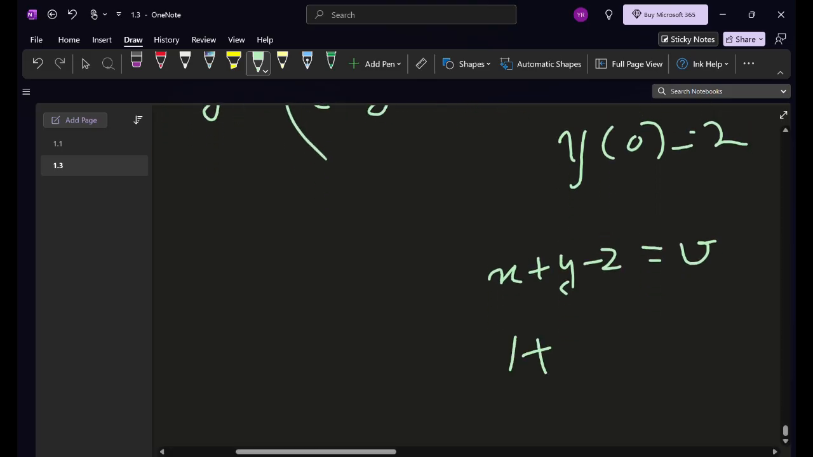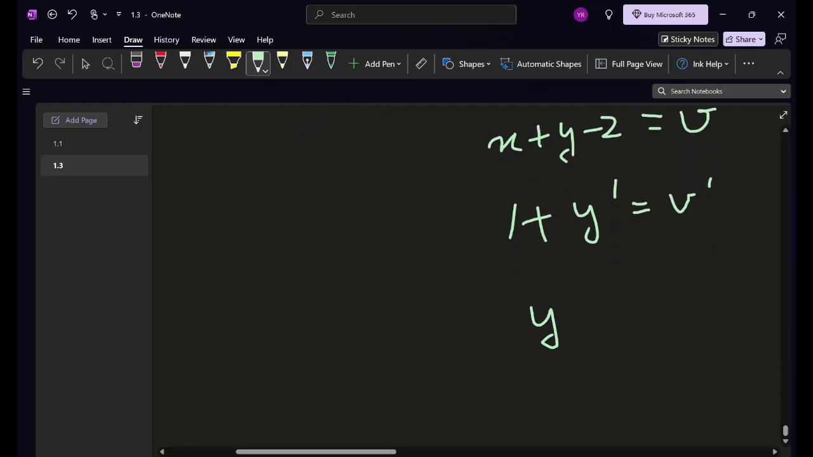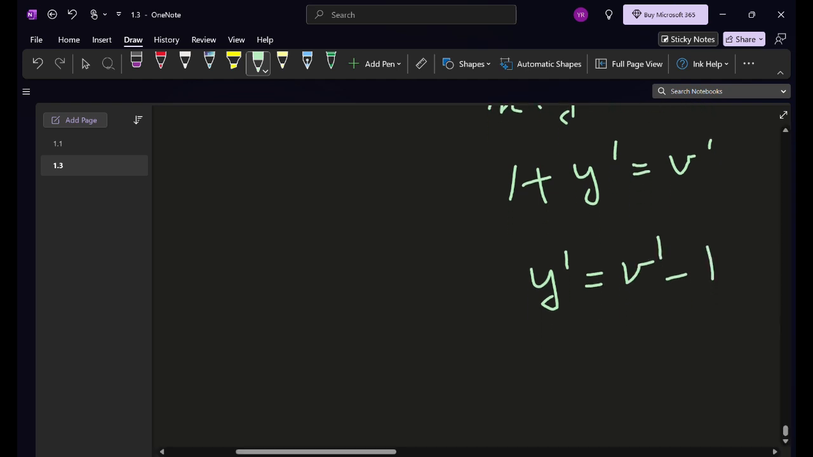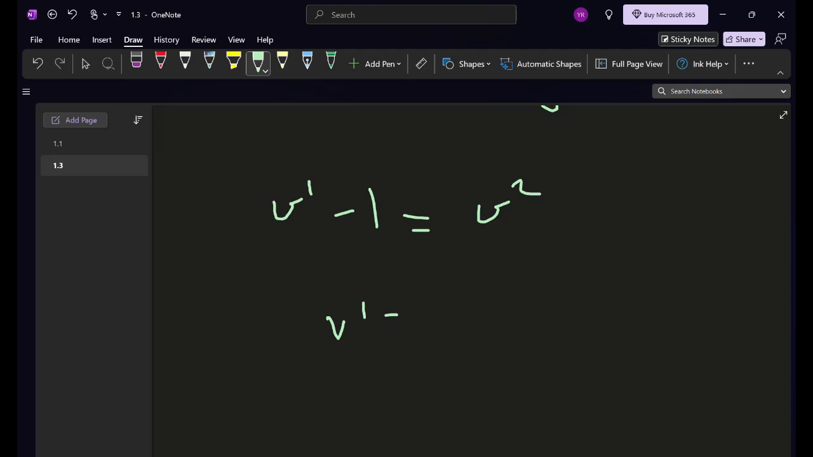So 1 plus y dash is equal to v dash. From here we can also write y dash is equal to v dash minus 1. Now we are just gonna put in the equations. So this can be written as v dash minus 1 is equal to v square, which can be written as v dash is equal to v square plus 1.